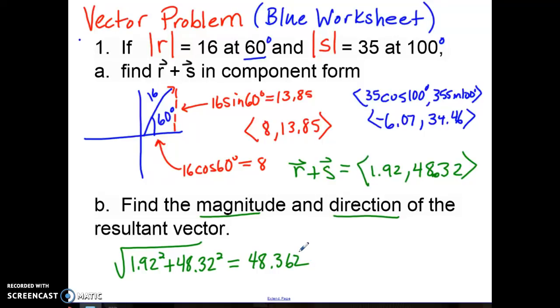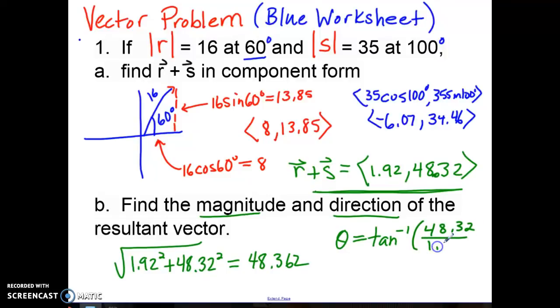Okay, and now to find the direction, we use our inverse tangent. You just take the component form here and divide the y over x. So it's 48.32 divided by 1.92. Now when you're doing this one, you've got to be careful. Just make sure you're using it as kind of a reference angle. So depending where the vector is, this one's asking you to just find the direction so you can describe it in your own way. So north of east, east of south, or whatever you're going to do.